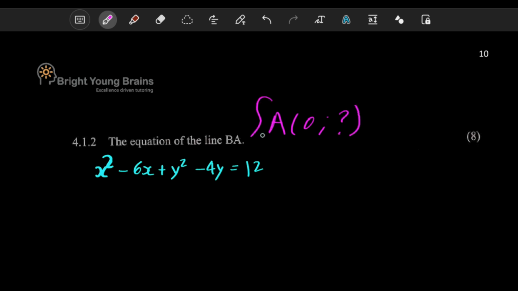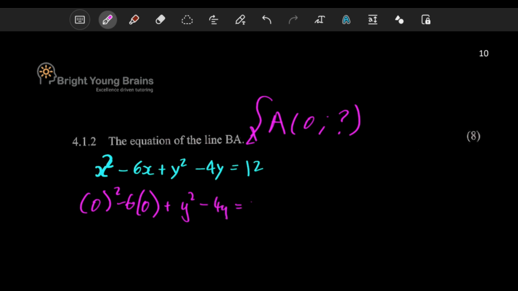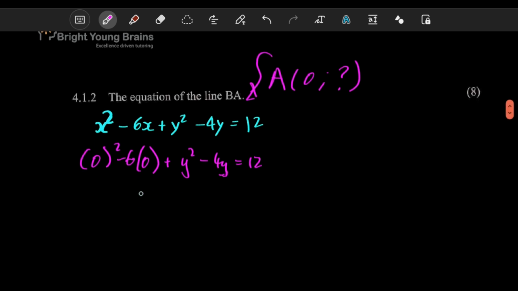So we're going to take A, and wherever X is, we're going to throw a 0 there. Minus 6 with a 0 there. Y squared minus 4y is equal to 12 is what we have left over there. And then you only have y squared minus 4y is equal to 12.